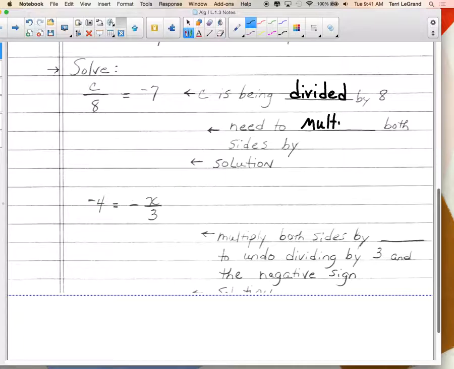Oh, and by the way, those of you who did not show doing things to both sides of the equation, double underline both. Multiply both sides by what?